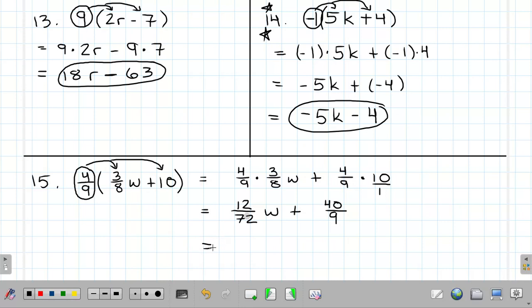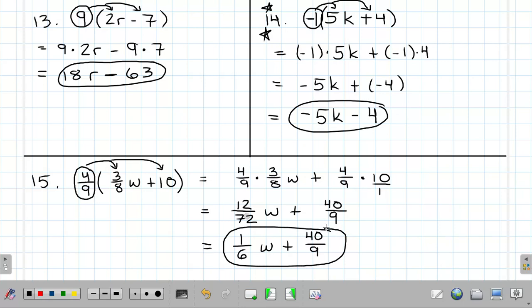And then the very last step we have to do here is, technically we would be done, except this fraction, 12 over 72, can be simplified down to 1/6. So we get 1/6 W plus, we can't simplify 40 over 9. So that's actually our final answer, 1/6 W plus 40 over 9.